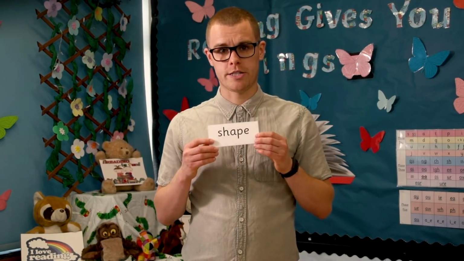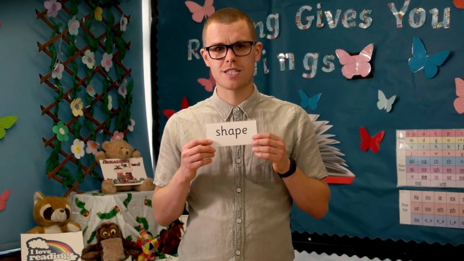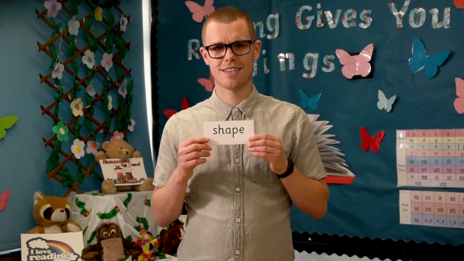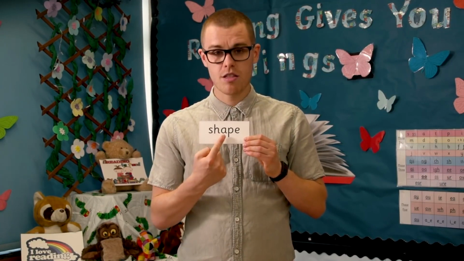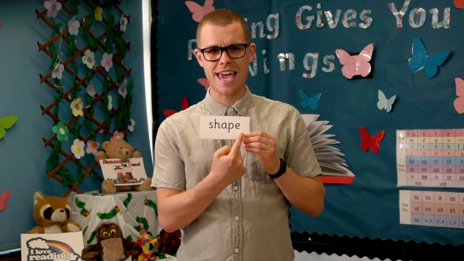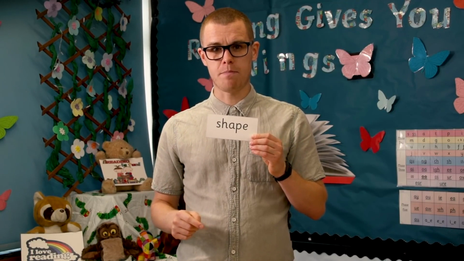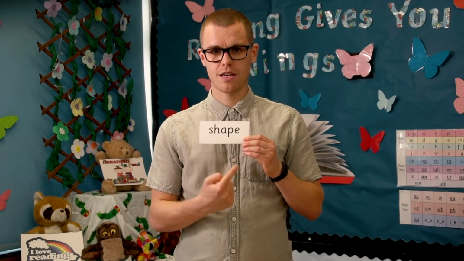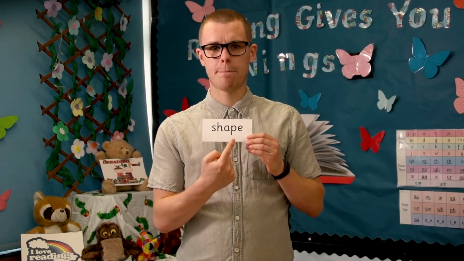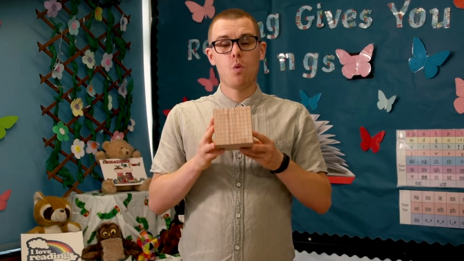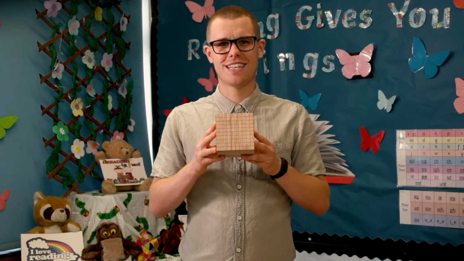Here is the final word. Can you spot the digraphs? Yes, the digraphs are sh and the split vowel digraph a. Read each sound, then blend. Sh, a, p. Shape. Here is a cube, which is a 3D shape. Well done! Excellent reading, children.